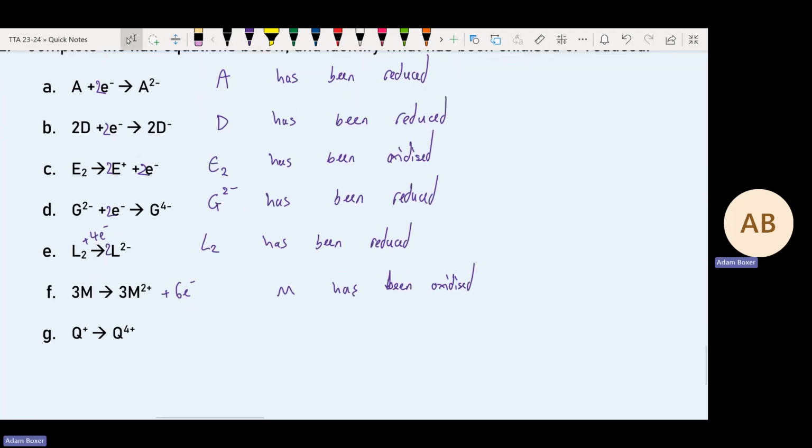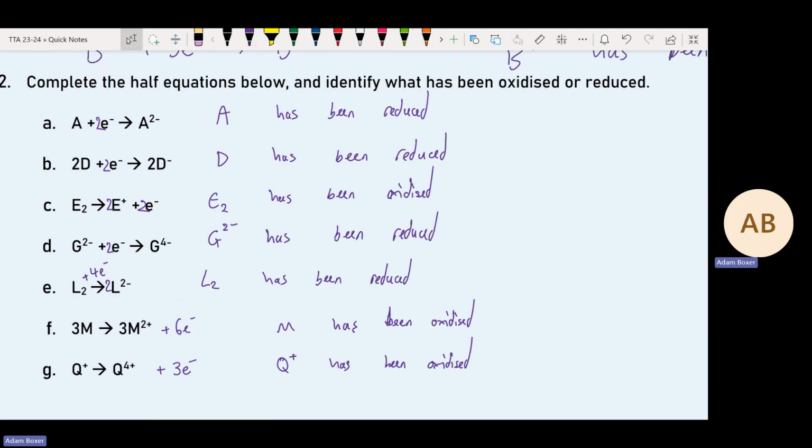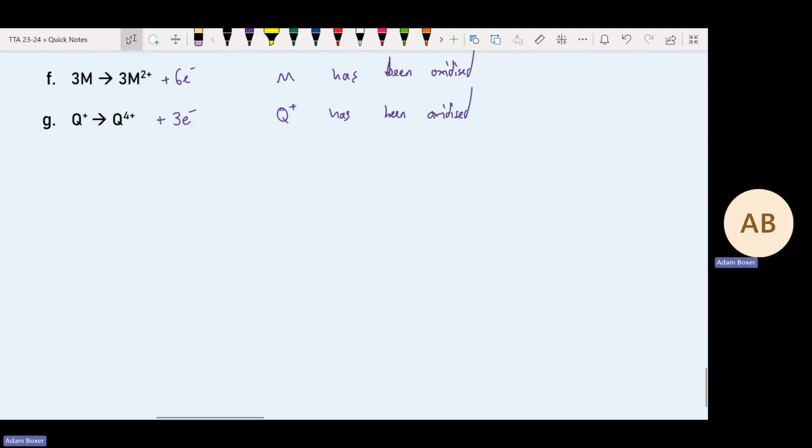And in this case, I'm going to see I've gone to a 4 plus charge, so I'm going to have 3 e minuses over there. I'm going to say Q plus has been oxidized. If you got all of those right, well done. If you didn't, go back, check your working, make corrections. If you need to go earlier in the video, please do so.